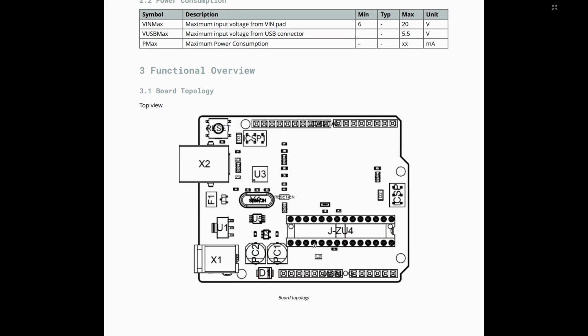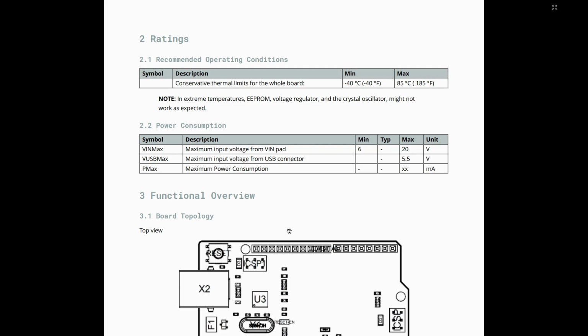If we scroll down, over here you can see the recommended operating conditions: it can operate at a minimum of -40 degrees and a maximum of 85 degrees Celsius. As you know, temperature has a great effect on the functionality of the semiconductor. Regarding power consumption, it can have an input voltage of a minimum of 6 volts and a maximum of 20 volts. Similarly, the maximum input voltage from the USB connector is 5.5 volts.